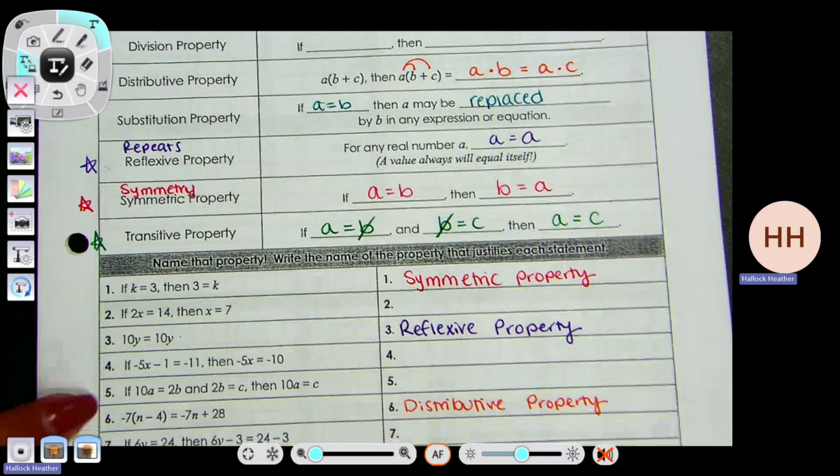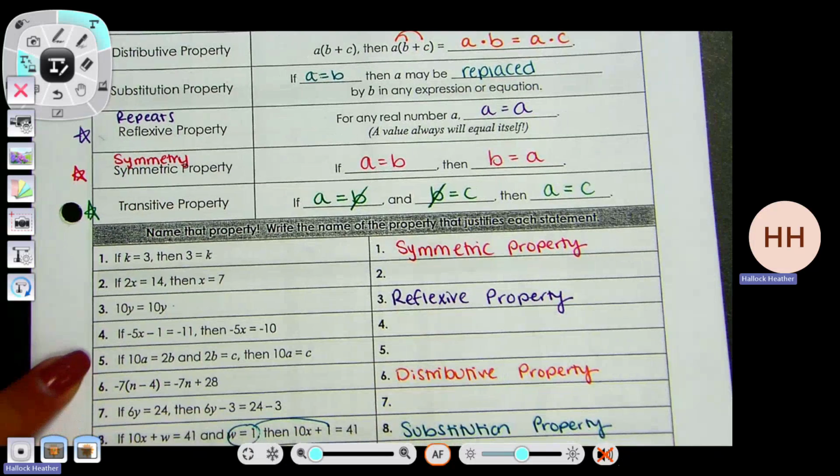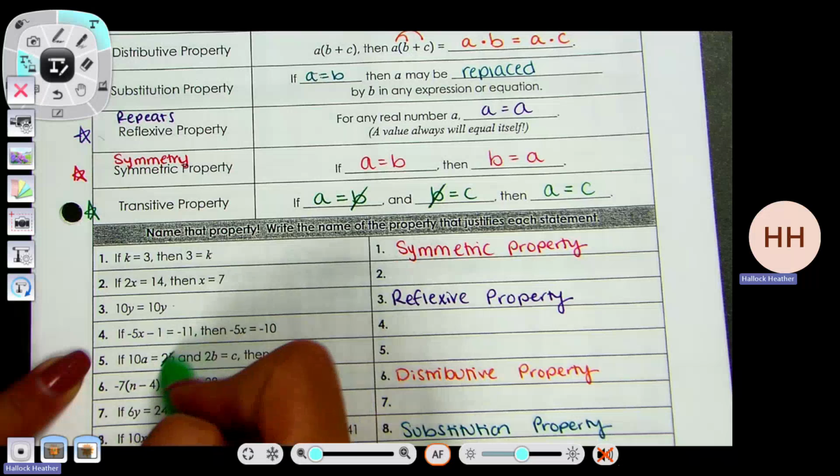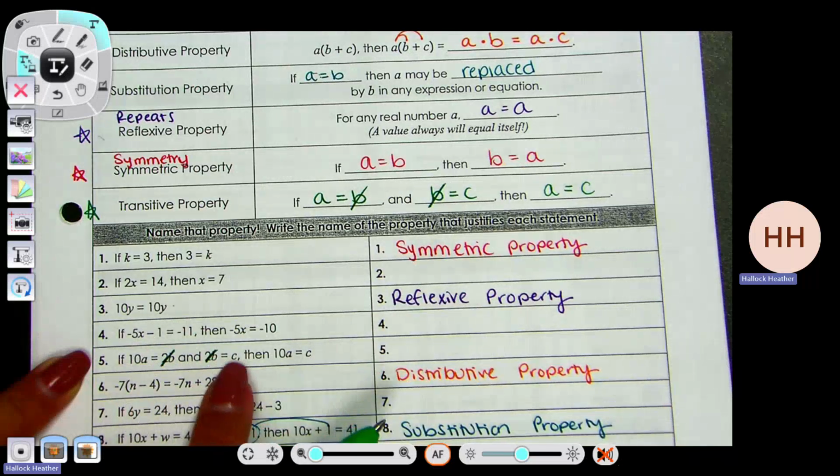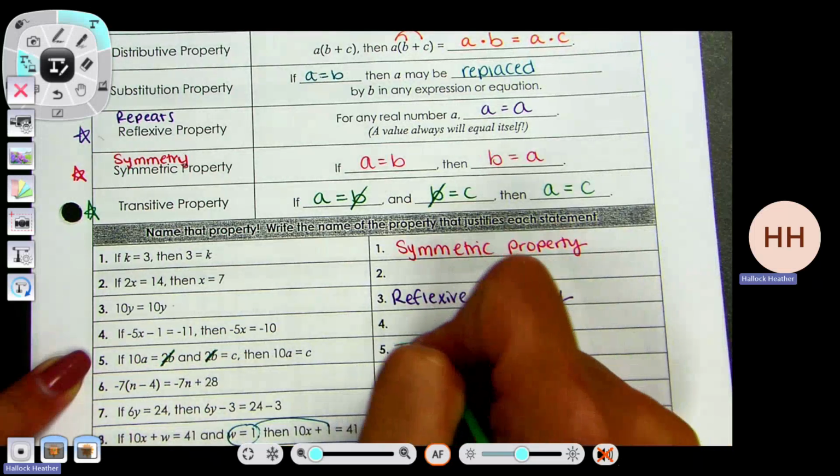Yep, 5. 5 is some transitive property. What does 5 have in common that I could cross off? 2B. So 2B and 2B both are the same. So if 10A equals 2B and 2B equals C, then I can justify saying that I can remove the middleman. So that's transitive property. There's another.